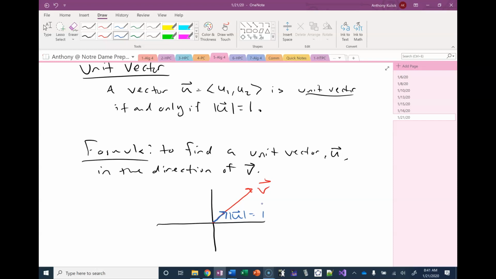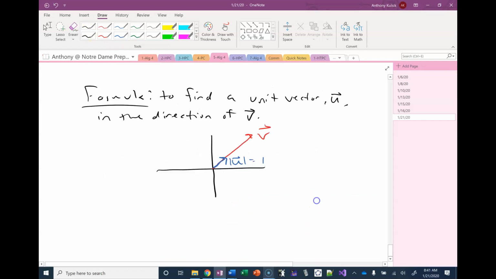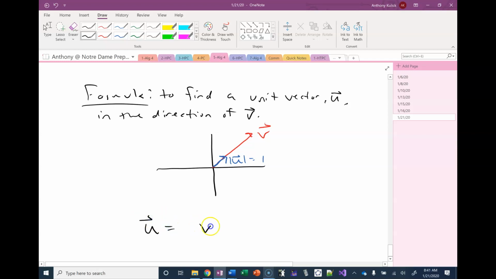Scalar multiplication. Very good. So the question becomes, what do I need to multiply vector v by then? What is it that I'm going to have to multiply vector v by? So if vector v has a magnitude of 5, it would need to be 1 over 5, right? So we just multiply by 1 over the magnitude of that vector v.